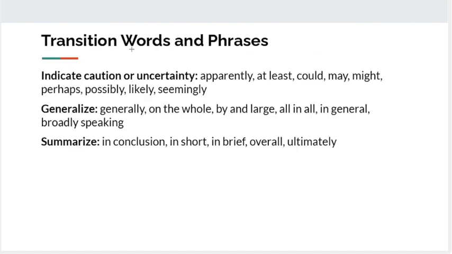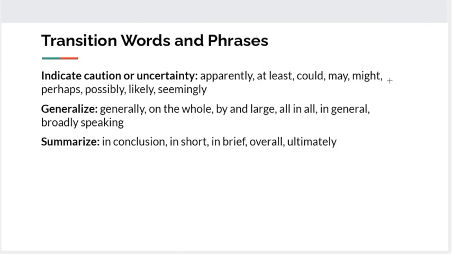A few more categories of transition words and phrases. To indicate caution or uncertainty, to indicate to the reader that some caution is needed in terms of interpreting maybe a previous claim or some evidence that the author has presented: apparently, at least, could, may, might, perhaps, possibly, likely, seemingly. We could contrast all of these words with words such as definitely or must or indisputable, that sort of thing. So these kinds of words indicate, again, an air of caution on the part of the writer.